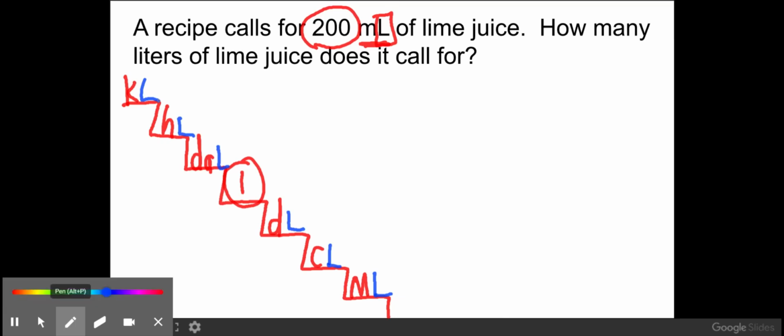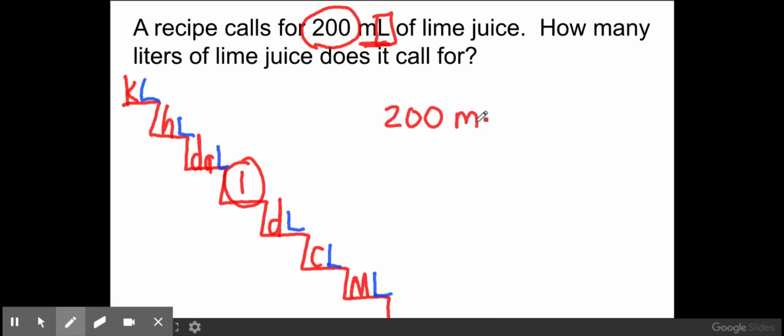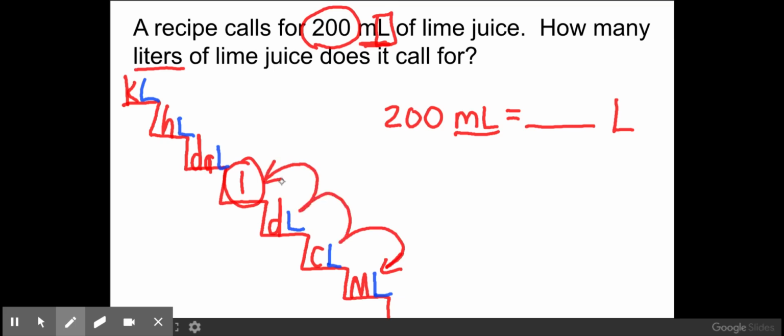So I know that I'm starting with 200 milliliters, and I'm trying to figure out how many liters that would be. So I'm starting with milliliters, which is right here, and I'm going to move up to liters. That will be 1, 2, 3 times. So that means I'm taking 200, and since I'm moving up, I'm dividing by 10 to the third power.